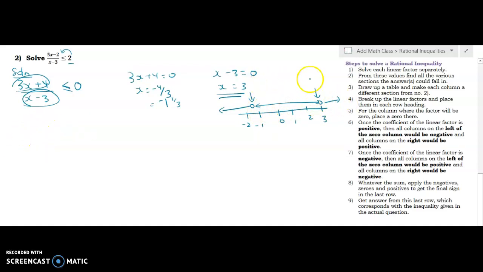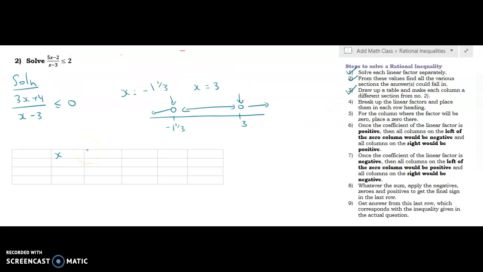So now I move on to my table. I've completed this step, and I'm now going to draw up the table and put all my columns. This column here will have x is less than minus 1 and a third, x is equal to minus 1 and a third, x is between minus 1 and a third and 3, x is equal to 3, and x is greater than 3. So this completes here. And then break up the linear factors to place them in each row. This piece here now will come here, 3x plus 4, x minus 3. So that now completes step 4.